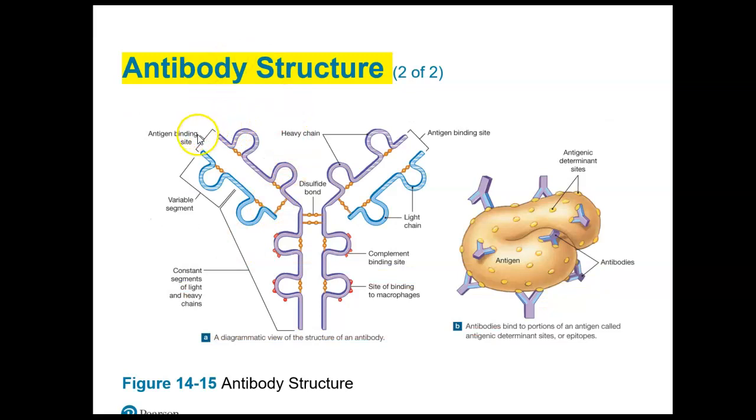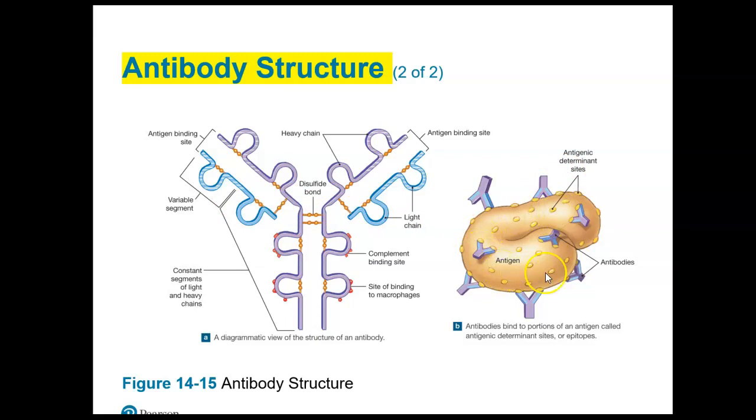So the antigen binding site is specific to the antigen that it's going to bind to. This is an illustration of a typical antibody structure. Notice the Y shape and the antigen binding site here and here. There are two antigen binding sites on the ends, the top ends of the Y. And here is your variable. This is the location of your variable segment.